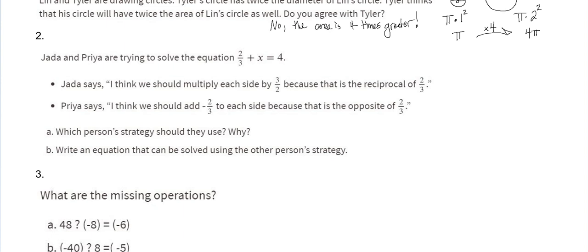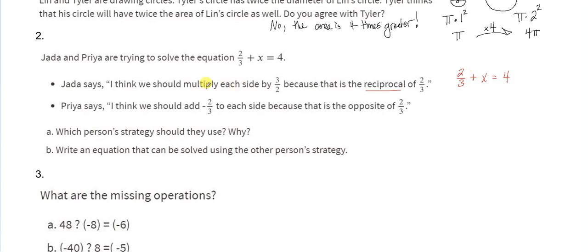Number 2, in lesson number 1, unit 6, Jada and Priya are trying to solve this equation. I'm going to write it over here: 2/3 plus x is equal to 4. And Jada says, I think we should multiply each side by 3/2 because that is the reciprocal of 2/3. Now, I would agree with Jada that 2/3 is the reciprocal of 3/2, but I would not agree that's what we should do in this particular problem.